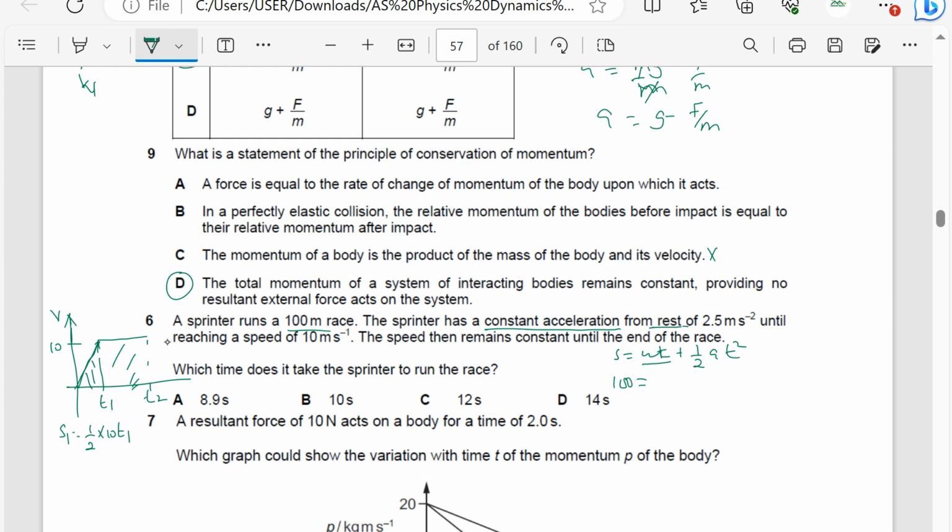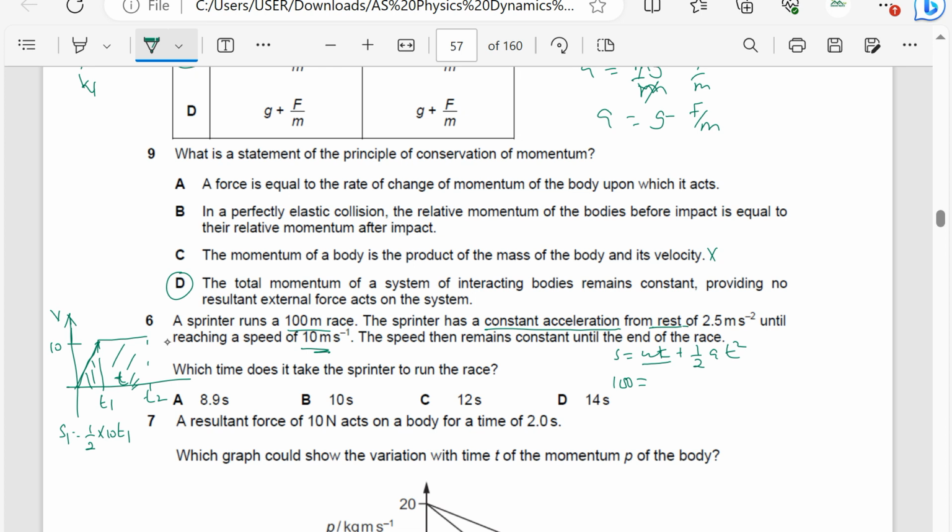The sprinter has constant acceleration. The speed then remains constant until the end of the race. The speed is remaining constant until the end of the race. Okay. So it means where the speed is remaining constant until the end of the race, the speed is 10 meters per second. Then let the time here be t.